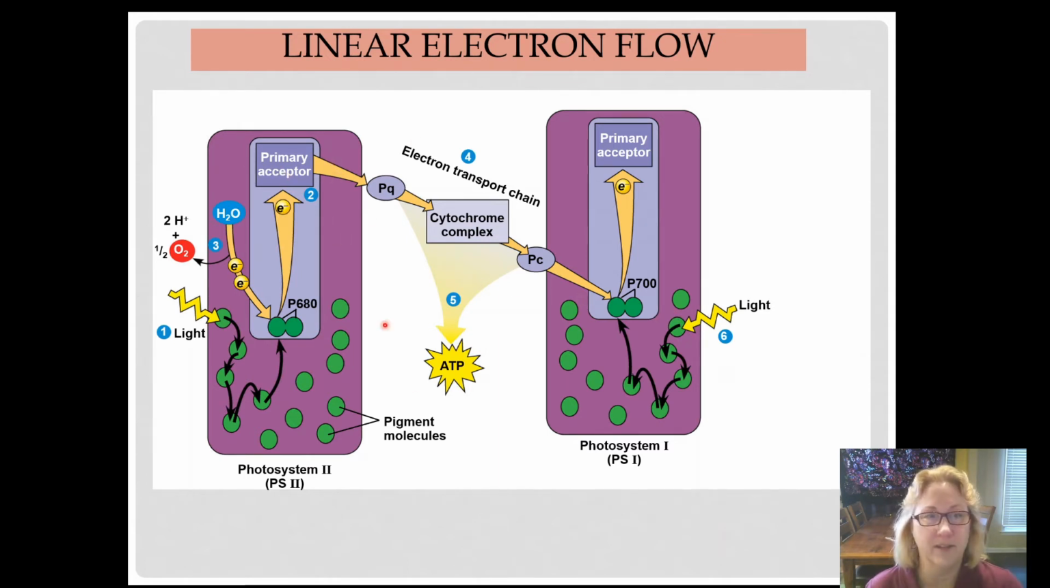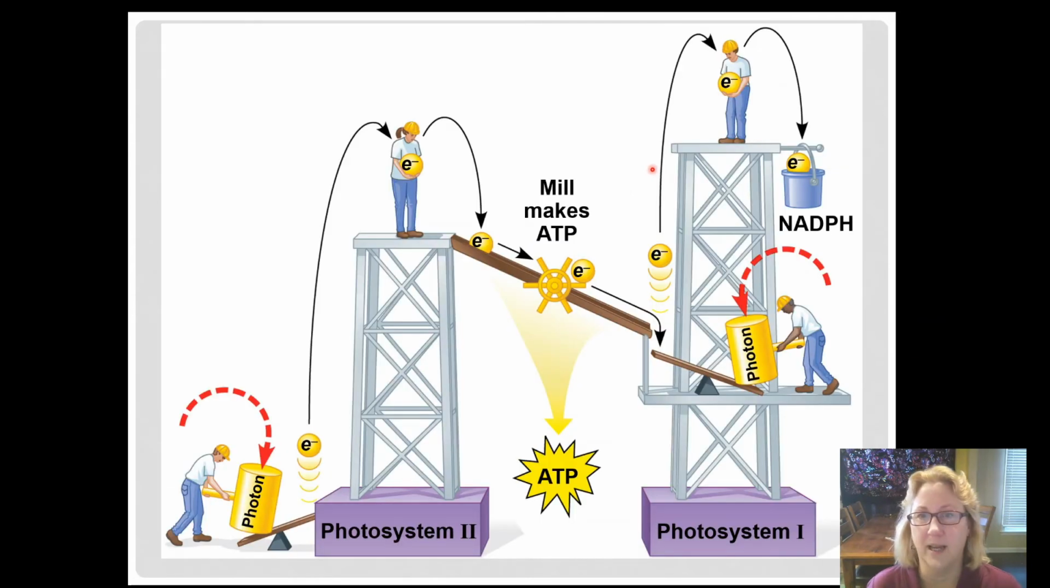So here's a summary of that. We have light striking Photosystem 2. Electrons are stripped from water, which releases oxygen. Those electrons are passed down an electron transport chain, which makes a proton gradient, which synthesizes ATP exactly as we do in respiration in the mitochondria. Those electrons are drawn down the electron transport chain by the P700 chlorophylls in Photosystem 1. It bounces electrons up to a higher energy level using energy from light.